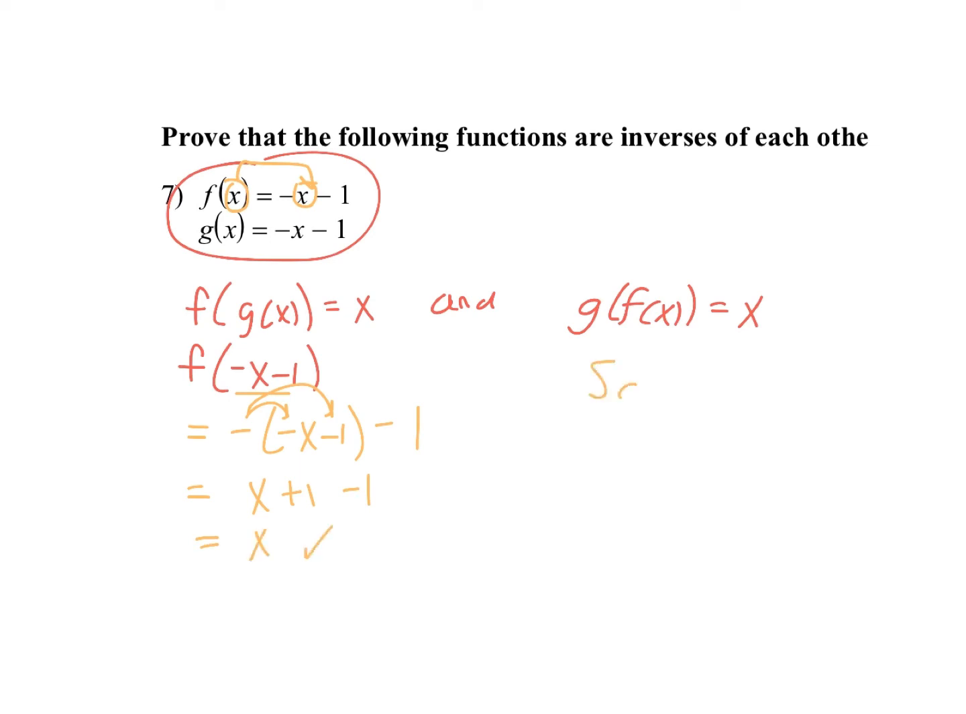This would be the same thing. Since we've shown both compositions equal x, we have proven that they are inverses. If we would have gotten anything other than x, we would say no, they are not.